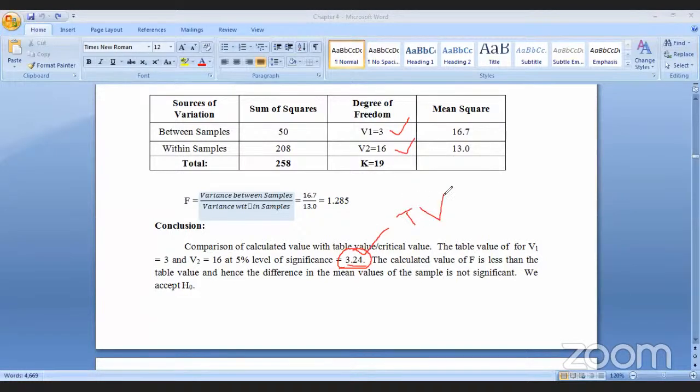This table value should be compared with the calculated value. The calculated value is 1.285, which is less than the table value, that is 3.24. Hence we accept the null hypothesis.